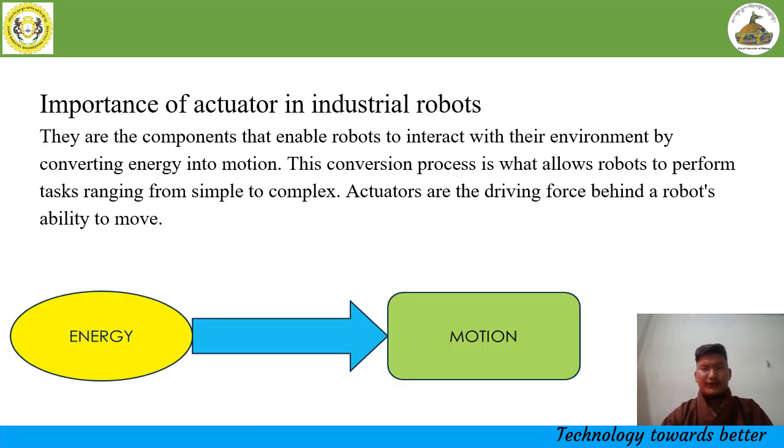Importance of an actuator in an industrial robot. An actuator is a component that enables a robot to interact with its environment, by converting energy into motion. This conversion process is what allows the robot to perform tasks ranging from simple to complex. Actuators are the driving forces behind a robot's ability to move.